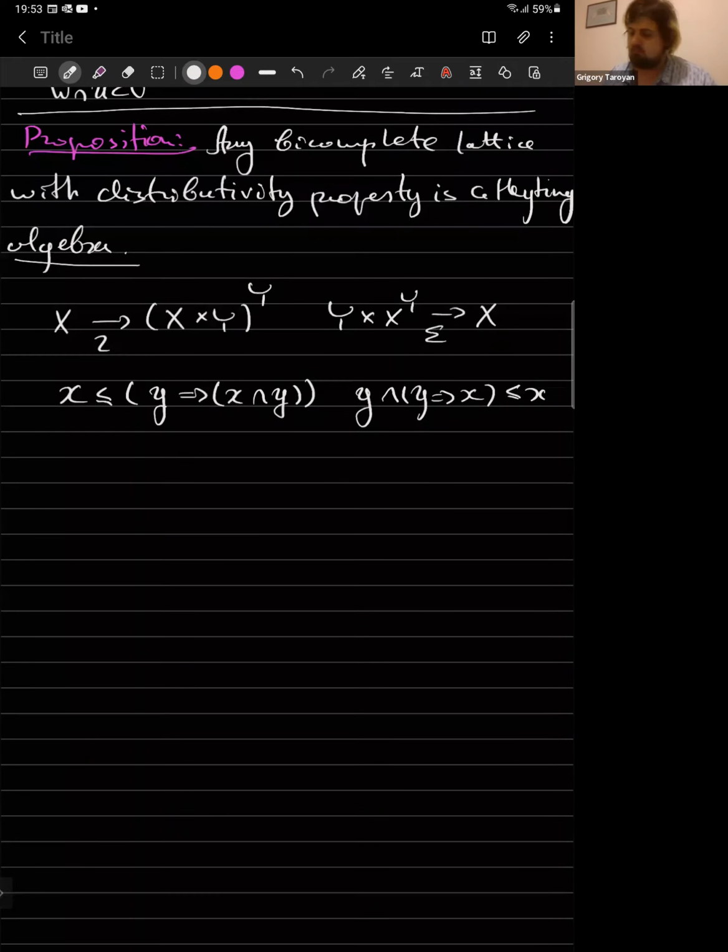And now we can interpret the next series of identities. So we have an obvious identity: 1 to the power of x is 1, and x to the power of 1 is x. And in Heyting algebras, this just becomes two identities of the following form.